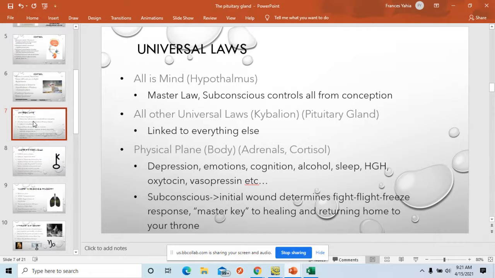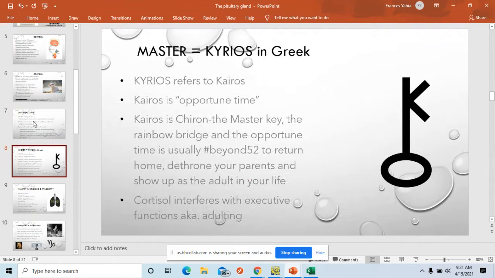It's the master key to healing and returning home to your throne, and I will talk about the 0 to 14, the 15 to 52, and then what I'm calling the beyond the 52. But the 48 to 52 is obviously where we master ourselves, and I'll reiterate that. So this symbol here is a symbol of Chiron. I'm going to bring it to the astrology chart in a moment. And the word master means Kyrios in Greek. This is referred to as opportune time or referred to as Chiron, and I'll tie them in.